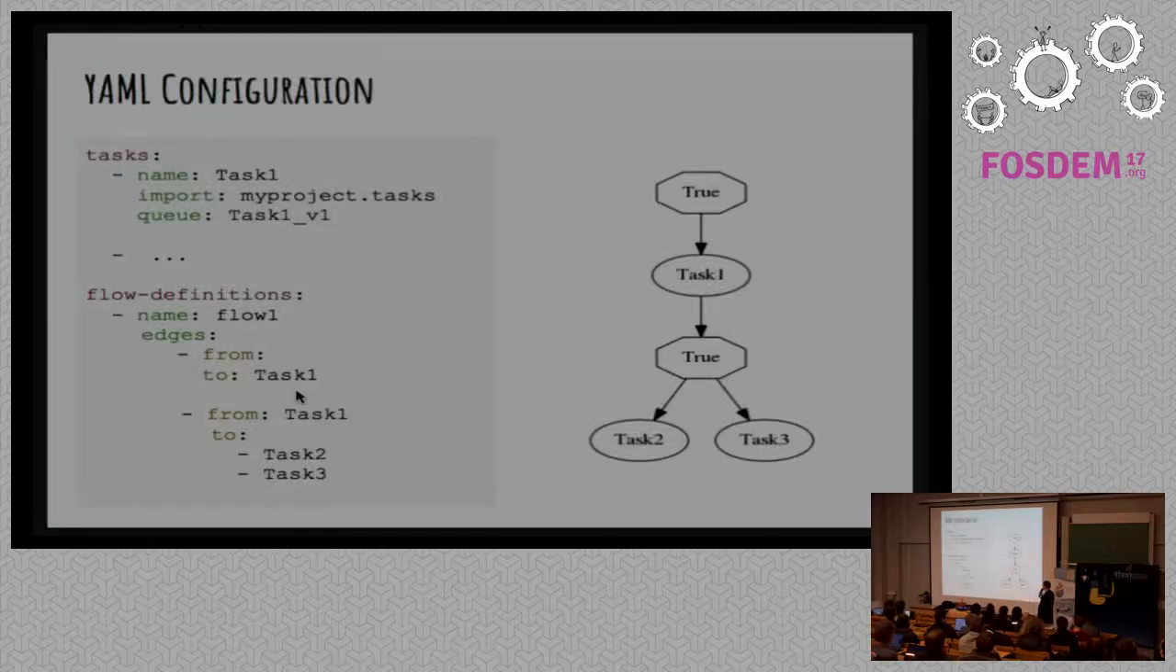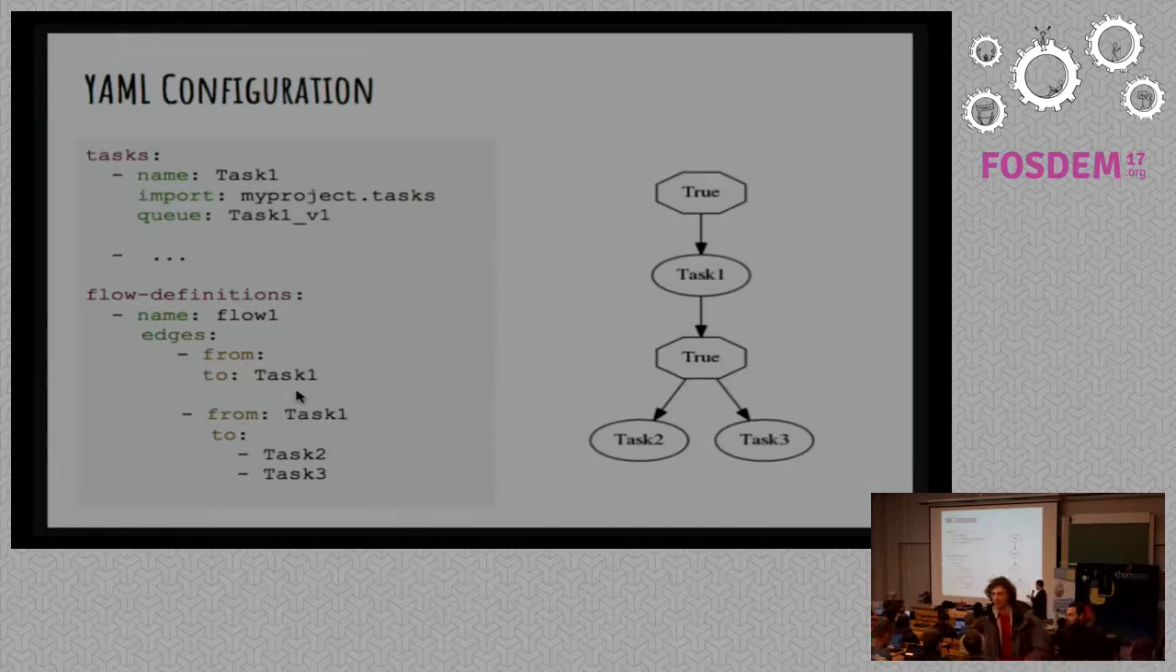Let's say we have 3 tasks, and in this YAML configuration file we state, hey, we have these tasks. You provide a list of tasks, you provide an import where the implementation of tasks sits, you provide a name of the task, and you also optionally provide a queue where this message should be queued. Then you provide flow definitions, so you name your flow, and you give edges.